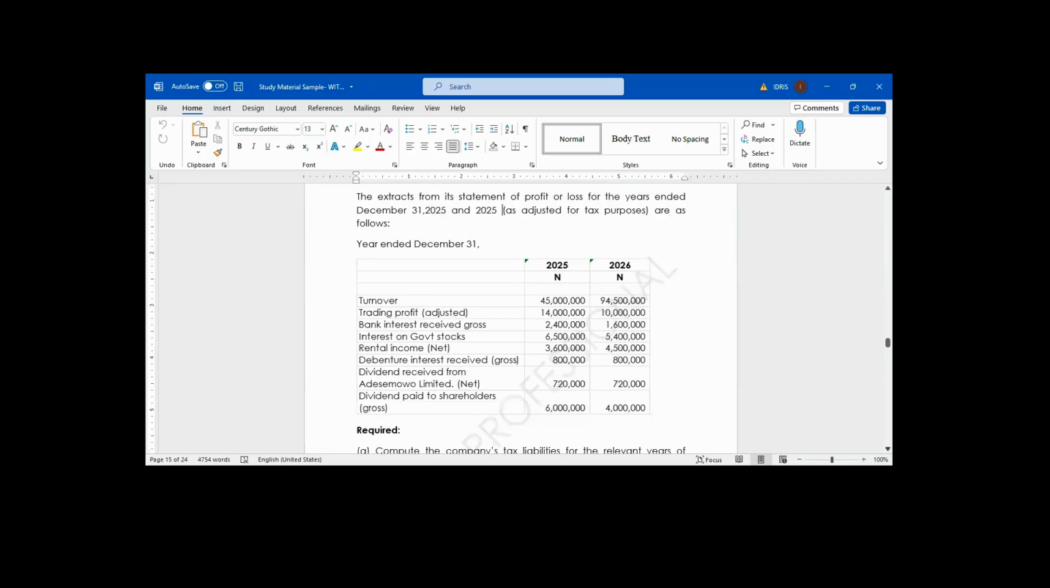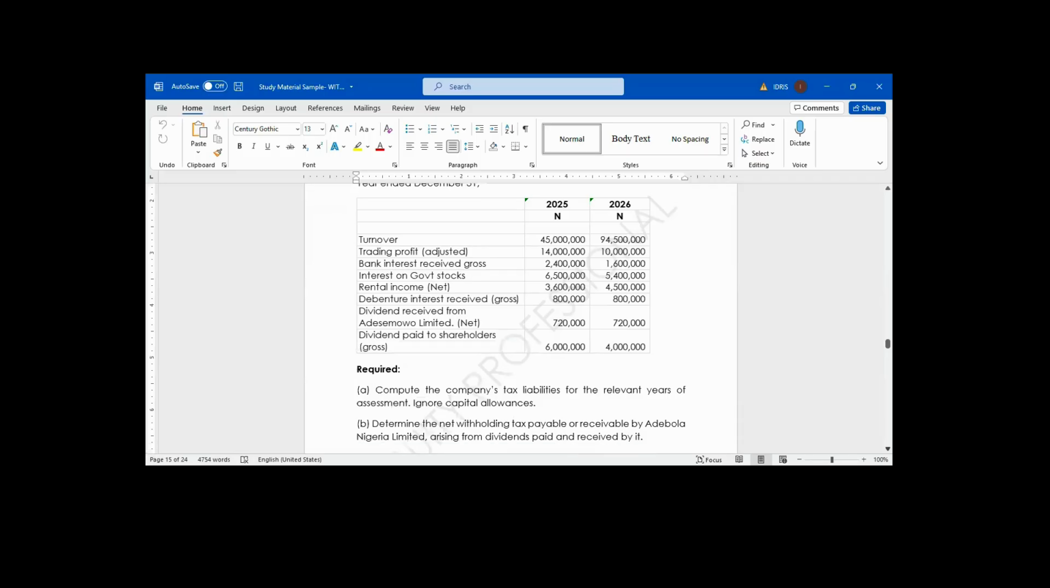We are also giving adjusted profit. We are giving bank interest received. We are giving interest on government stock. We are giving rental income. We are giving debenture interest received. We are giving dividend interest received. We are giving dividend paid to shareholders.